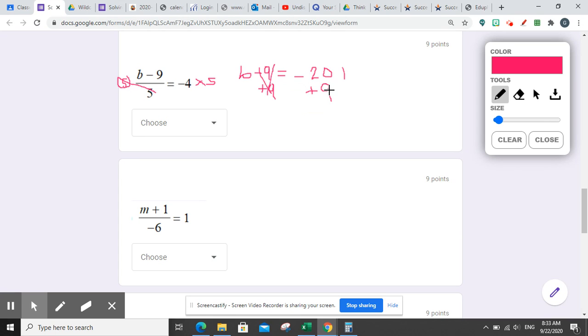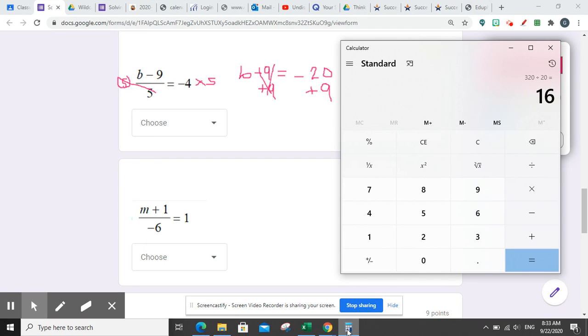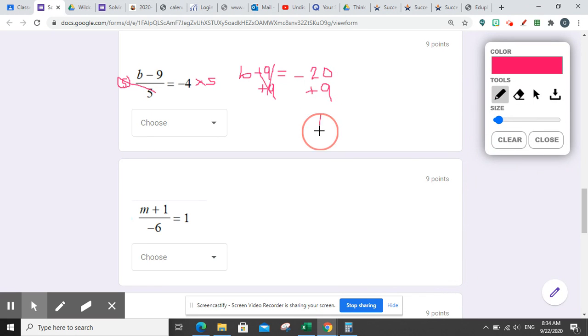Now guess what? Different signs. What's the integer rule? Different signs, right? Subtract. So what is 20 minus 9? I'm going to take my calculator out. 20 minus 9, 11. But I'm going to keep the sign of the bigger number. Which is the bigger number? The 20, and it's negative. So this is negative. Now, that's what I mean by the integer rules.